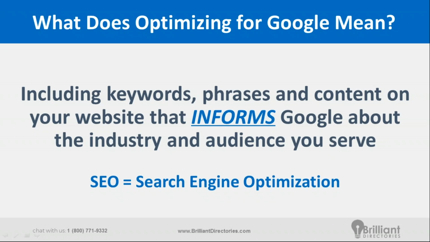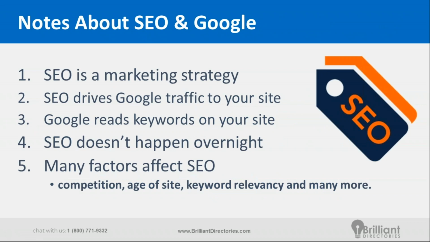Optimizing your site for Google means that you're going to include keywords and phrases and content on your website that informs Google about the industry and audience you are serving. If you don't have keywords and phrases about the industry and audience you're serving, Google will not know what your website is about. And some notes about SEO in Google.